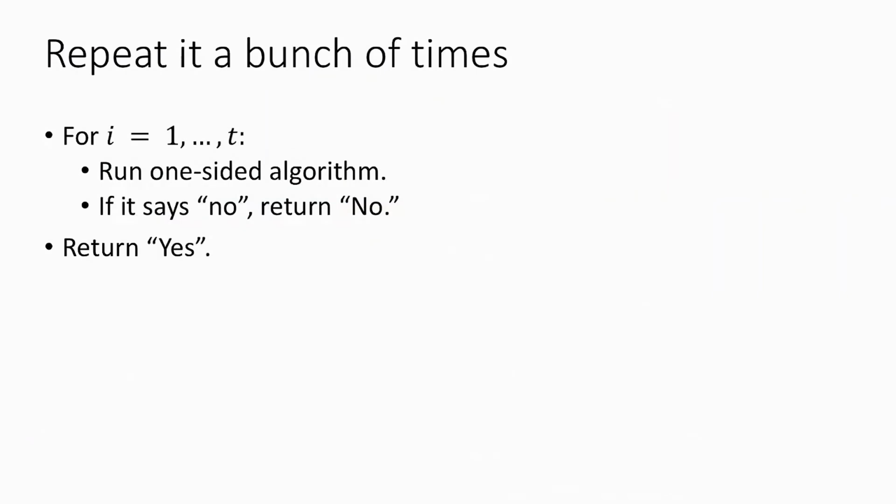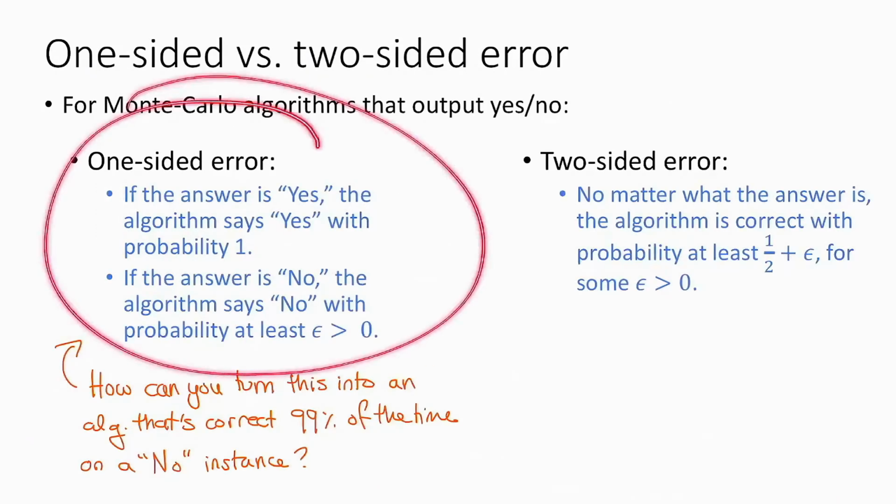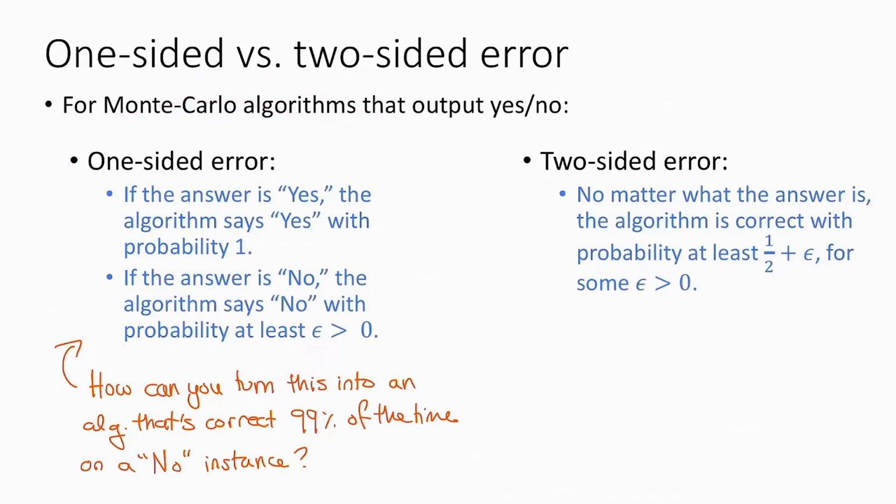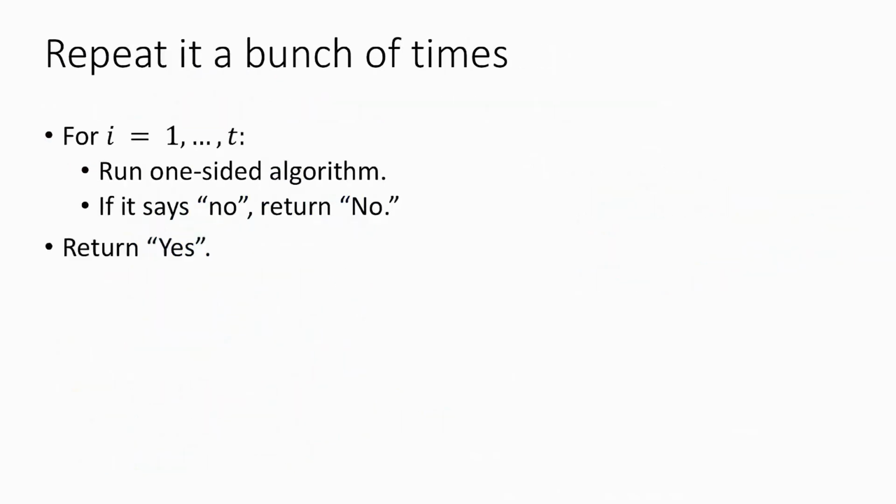Okay, so you might have figured out that the solution is to just repeat the algorithm a bunch of times. Let's say we have an algorithm that satisfies this guarantee with some teeny epsilon greater than 0, and let's just run that algorithm a bunch of times. For i equals 1 up to t, we run the one-sided algorithm. If it says no, then we know that with probability 1 the correct answer is no, so we return no. And if we do this all t times and never see a no, we'll say, okay, I guess the answer is yes, and we return yes.